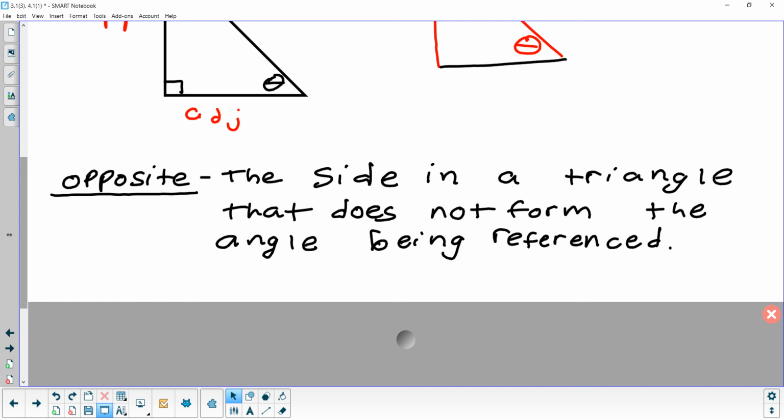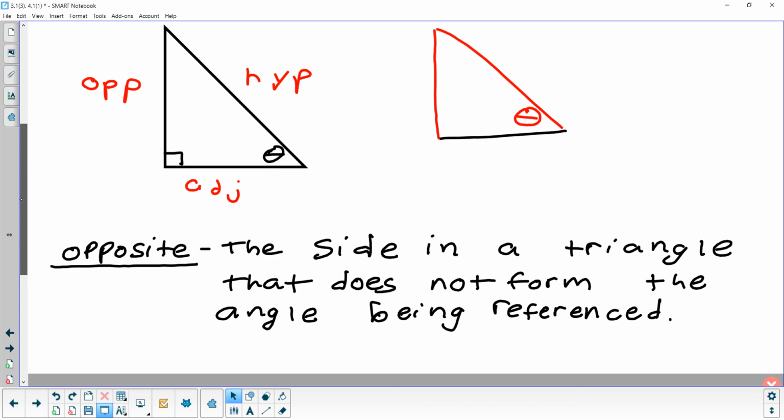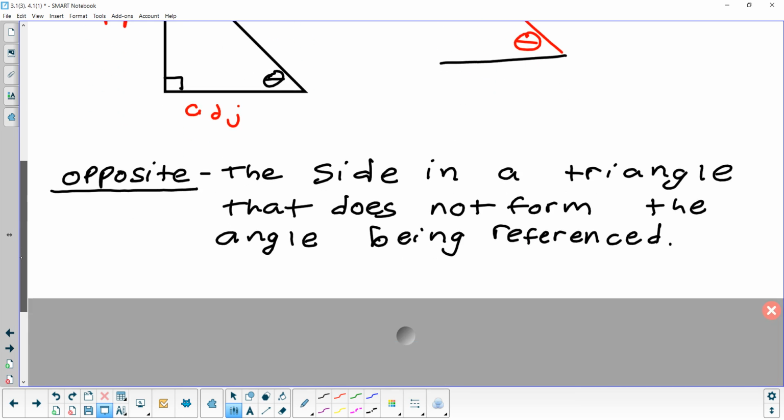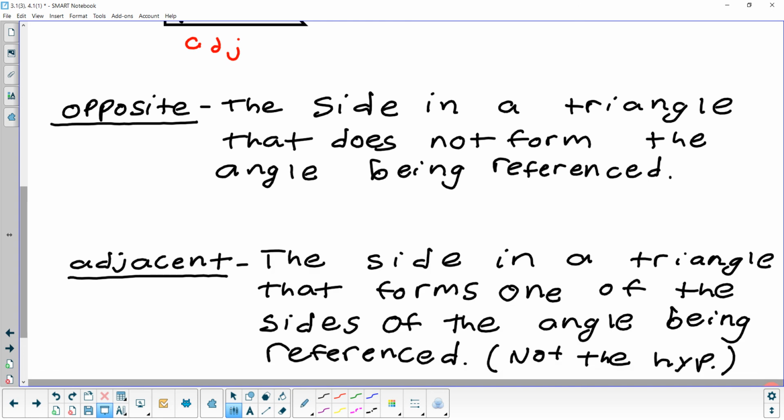So opposite is the side in a triangle that's not part of the angle being referenced at all. You can erase the opposite side and it has no effect on your angle. Just like this. That angle is still right there, and no effect on it. But the adjacent is the side in the triangle that does make up one of the sides of the angle we're talking about. If you erase that adjacent side, you don't have an angle anymore. And remember, there are 2 sides that are always next to the angle, but one of them is already labeled the hypotenuse.